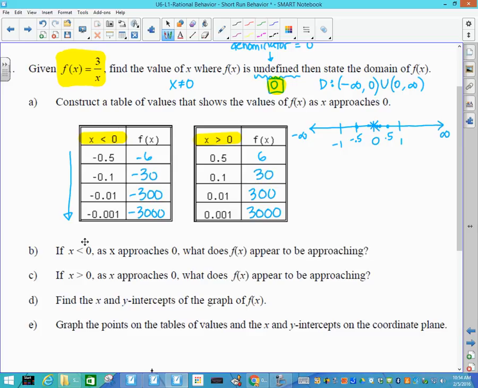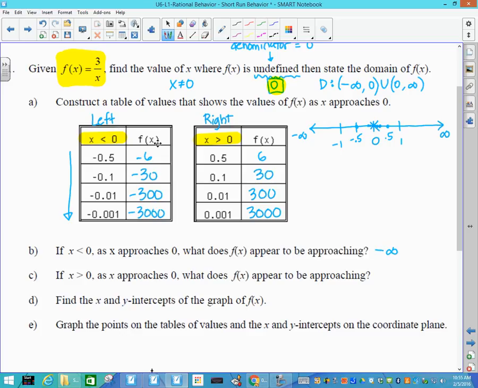The other thing to keep in mind is that these numbers on this side of 0, and we will talk about this a lot, are on the left side. So x less than the number is on the left, and x bigger than the number is on the right. So we say, where does f of x appear to be approaching? What are these numbers getting closer and closer to? I hope that you can see that those numbers are getting really, really small.